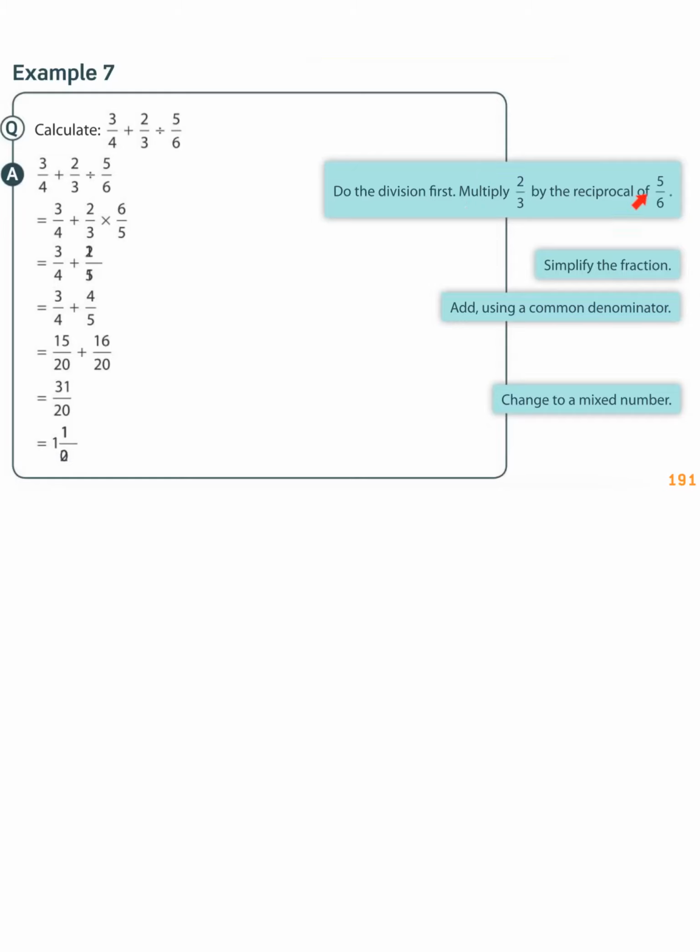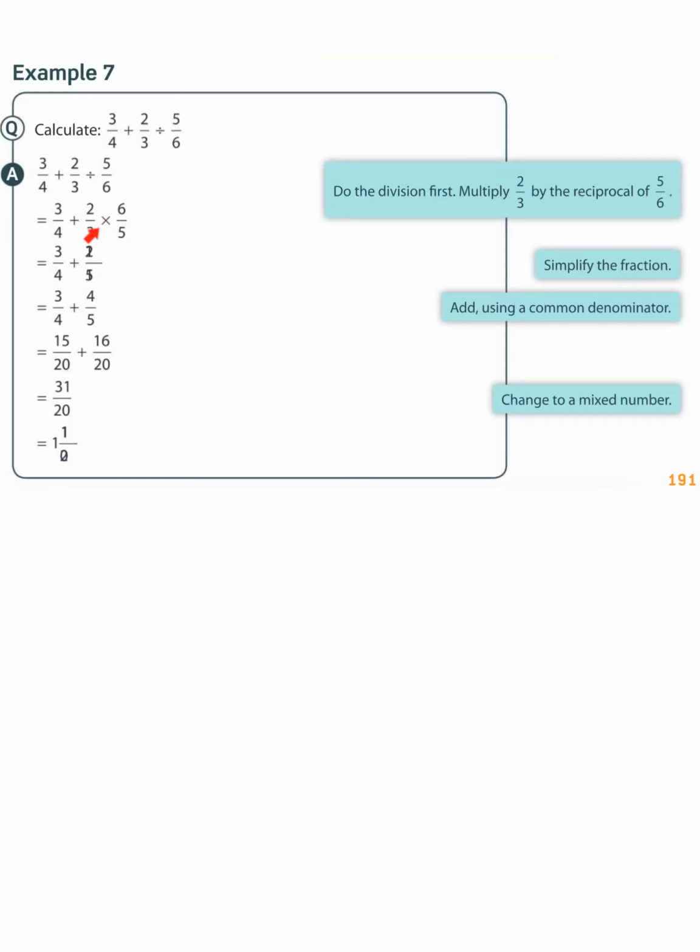Multiply 2/3 by the reciprocal of 5/6. We just saw that in example 6. So where it says plus 2/3, if it's divided by 5/6, we can change the division sign to multiplication if we flip this to 6/5. Okay, we just saw that.